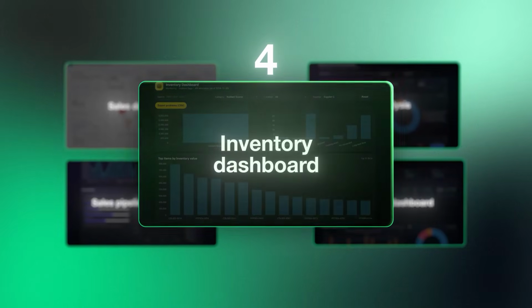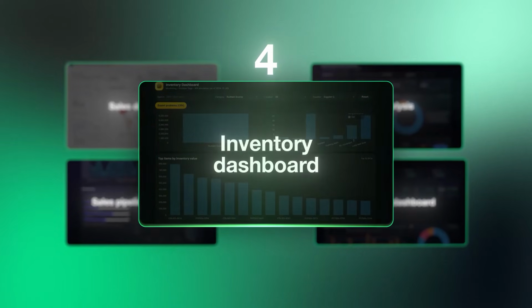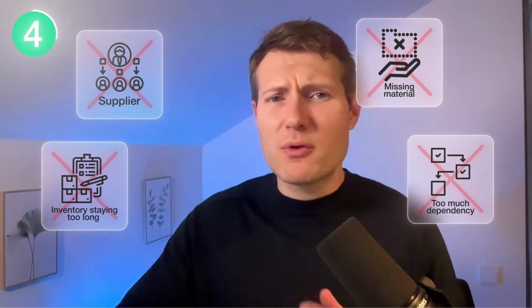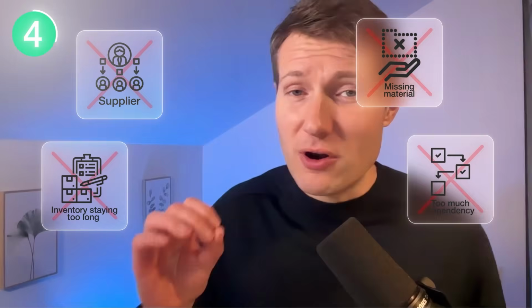Another use case, this time for people having to manage inventory. There is so much data available for inventory, and it's quite critical for manufacturing and industrial companies because you can have a lot of problems hidden in this data. For example, you can have a problem in suppliers, you could have too much dependency, or you can have inventory that is staying too long. You can also have a problem of materials that are missing. So really, a lot of data, a lot of problems, a lot of things to track.